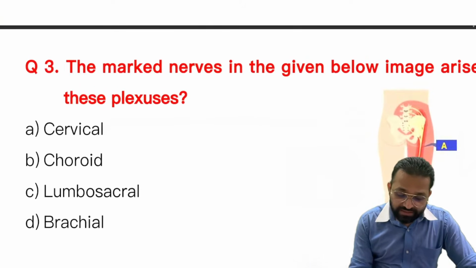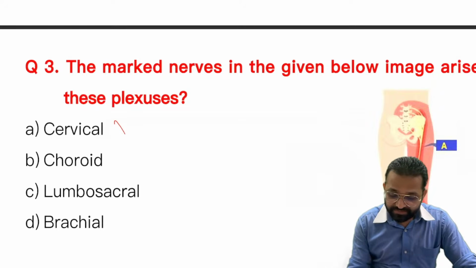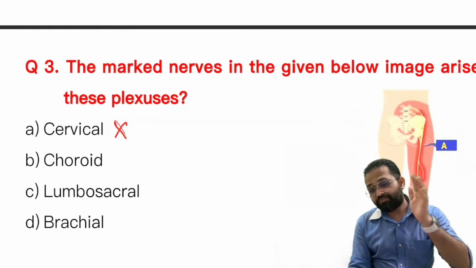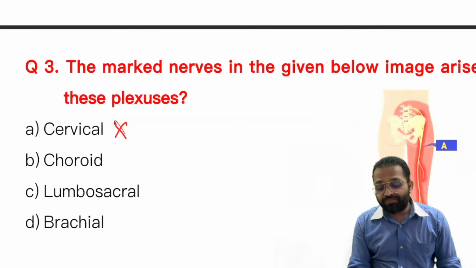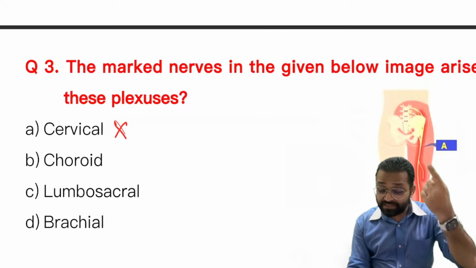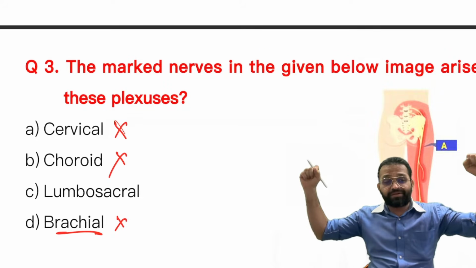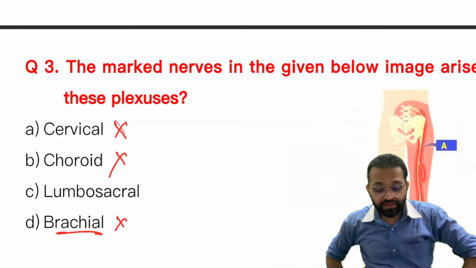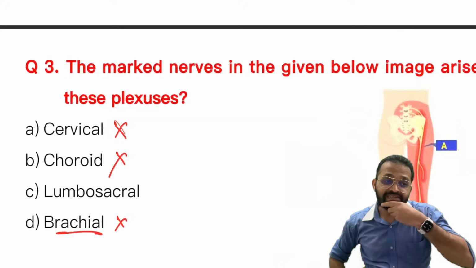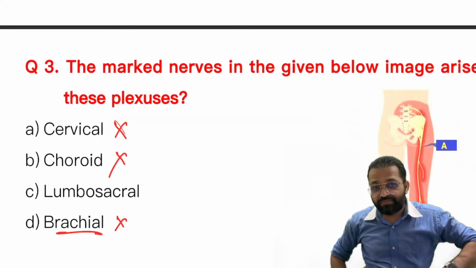Would you like to mark the cervical? Sir, cervical means neck. It is not the neck area. Excluded. Choroid plexus, sir, is related with the CSF. No, it is not the answer. Brachial plexus, no, it is related with the upper limb. So definitely it is not the brachial plexus.